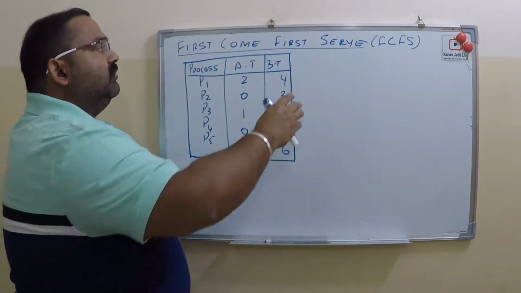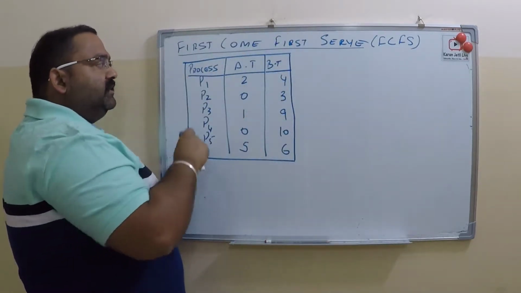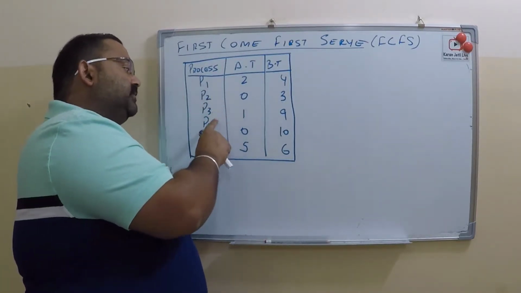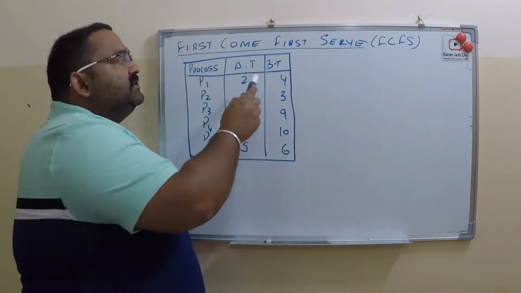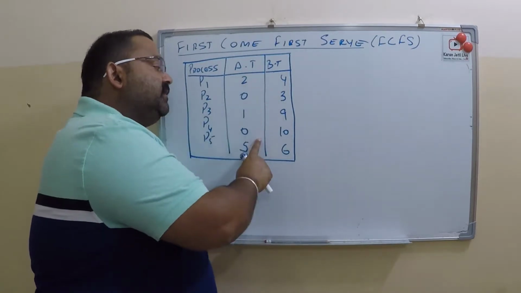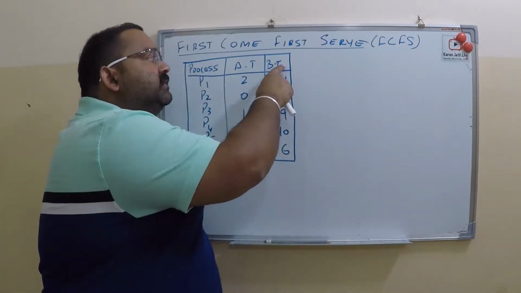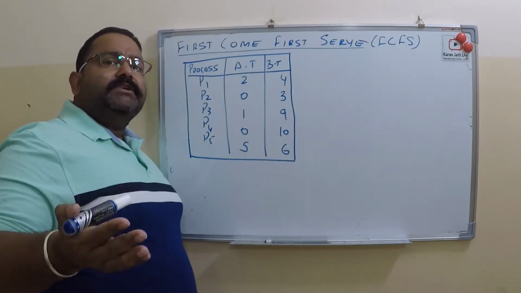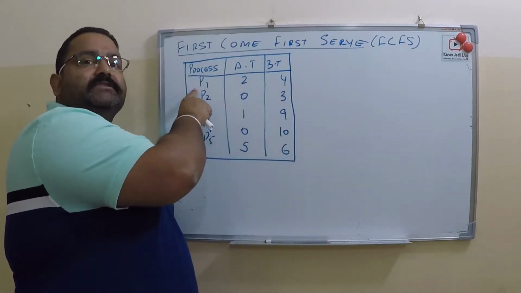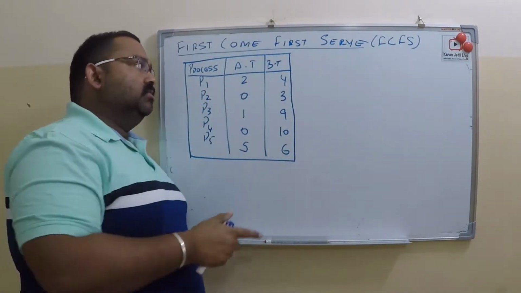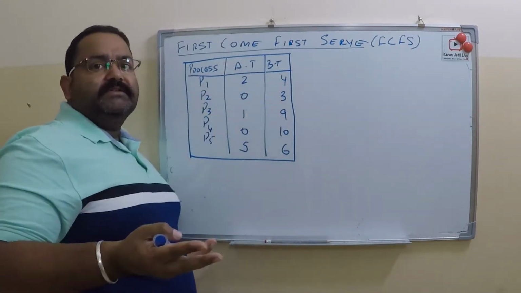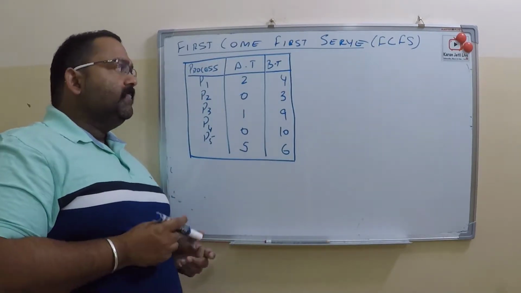Now this is first come first serve. These are my 5 processes: P1, P2, P3, P4, P5, and these are their arrival times, which tell which process came at what time. And these are the burst times. What is burst time? Burst time tells how much time of the CPU a process needs to complete its execution. Process P1 needs 4 seconds, and P2 needs 3 seconds from the CPU to complete their execution.